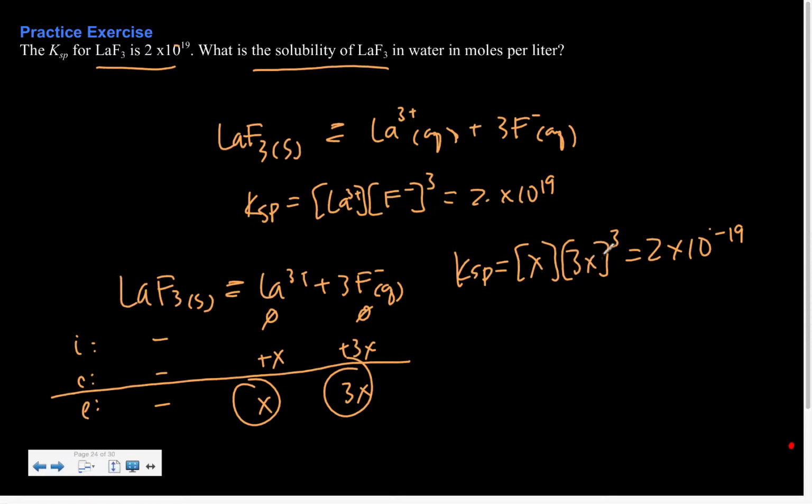x times 3x cubed. Be careful here, 3x cubed. What's that? Don't forget to cube the 3. 3 times 3 times 3. So this is basically 27x cubed, and this is x, so I actually have 27x to the fourth is equal to 2 times 10 to the negative 19th. And then I could solve for x, where x ties to this, to that, to that, to that.